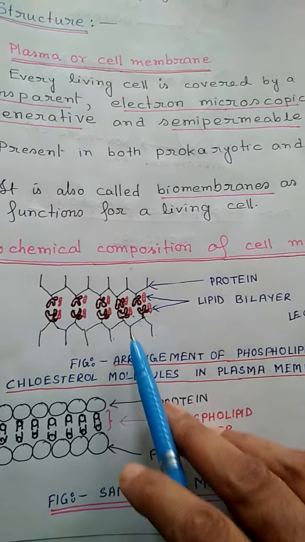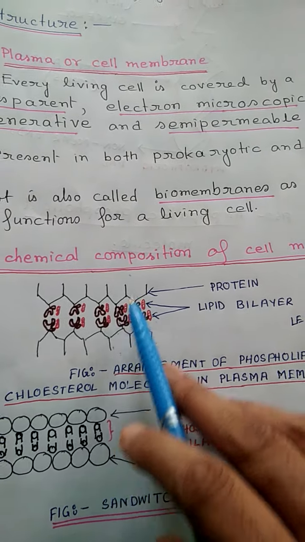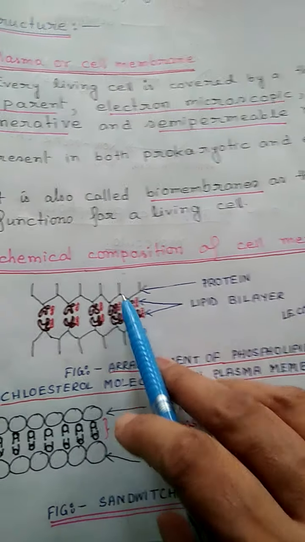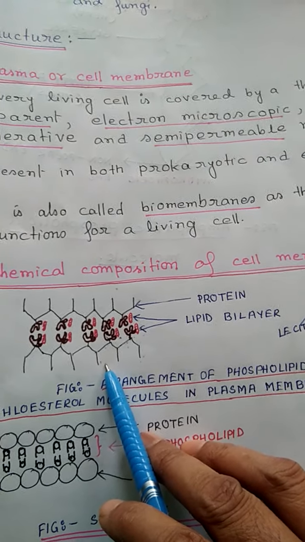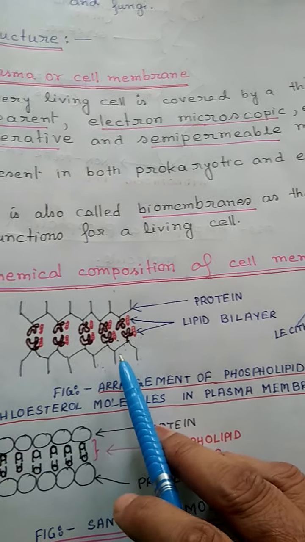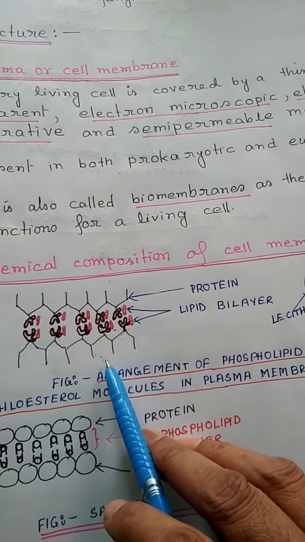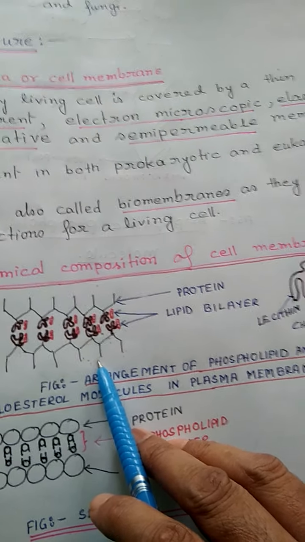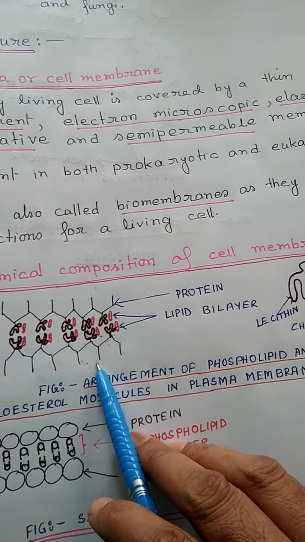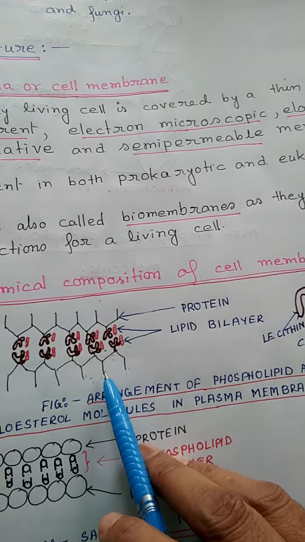Now the next one is the protein part. This one is the protein part. Proteins are of two types. One is peripheral protein, which is present in the peripheral region and is also known as extrinsic protein. Another one is intrinsic or integral protein. So there are two types of protein.